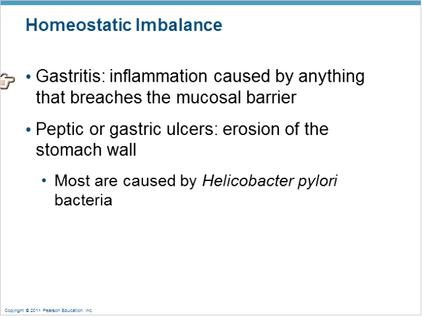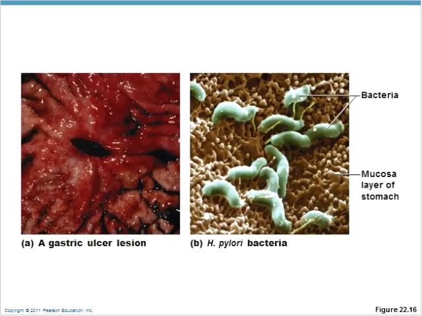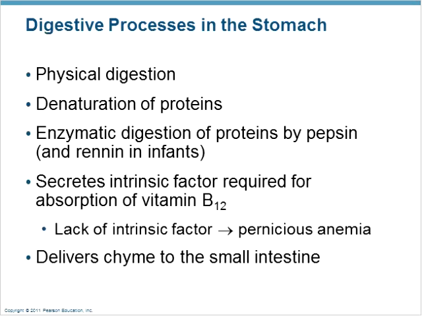We have some homeostatic imbalances. We have gastritis, which is inflammation caused by anything that breaches that mucosal barrier. Peptic or gastric ulcers are the erosion of the stomach wall, and most are caused by a bacteria. We used to think of a lot of other things, but we found out that most of them are caused by Helicobacter pylori, and there are tests we can do for that now. There's that gastric ulcer, and this is an electron microscopy of a Helicobacter pylori bacteria.